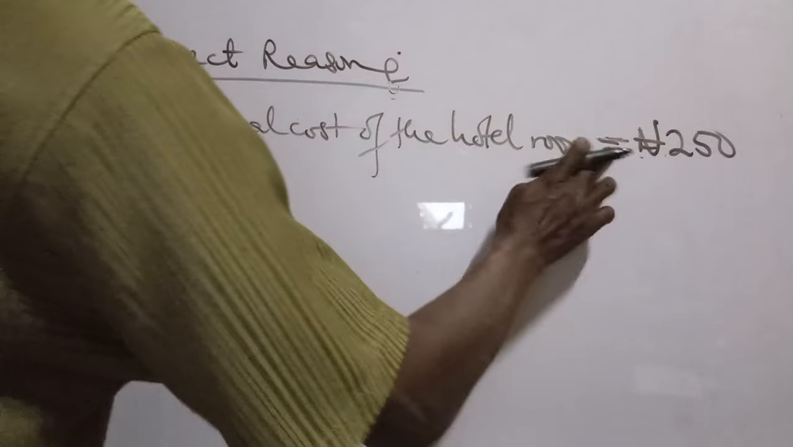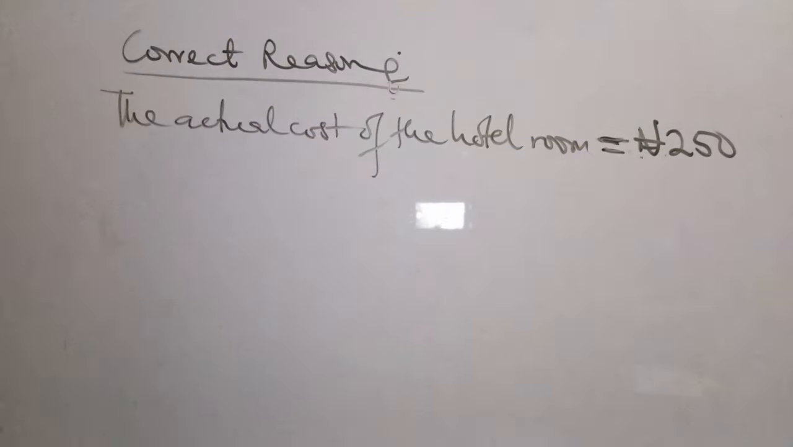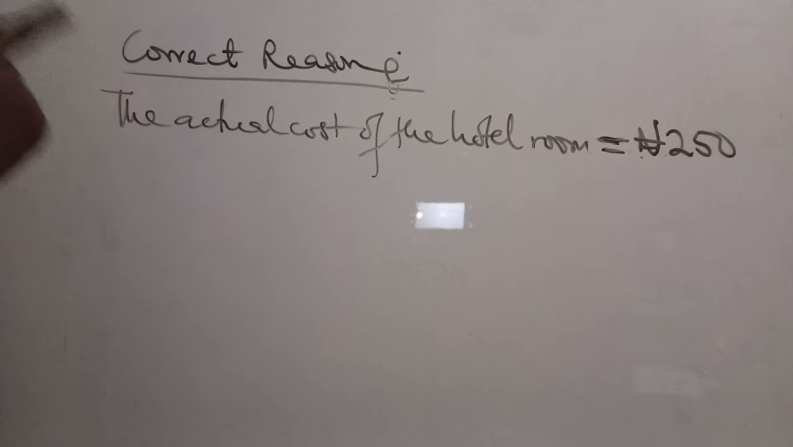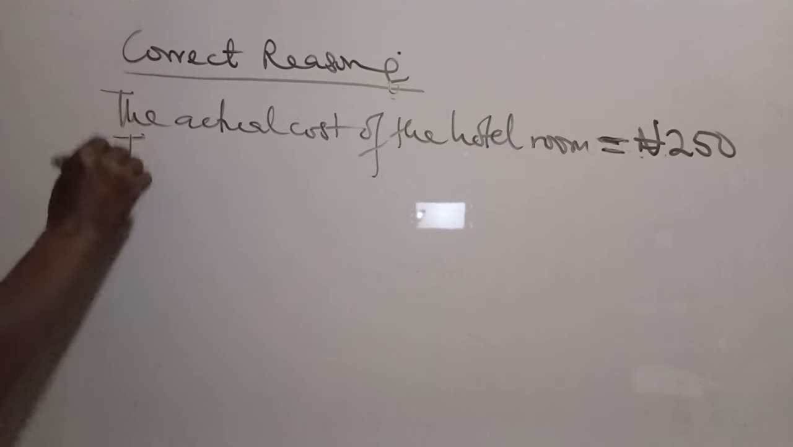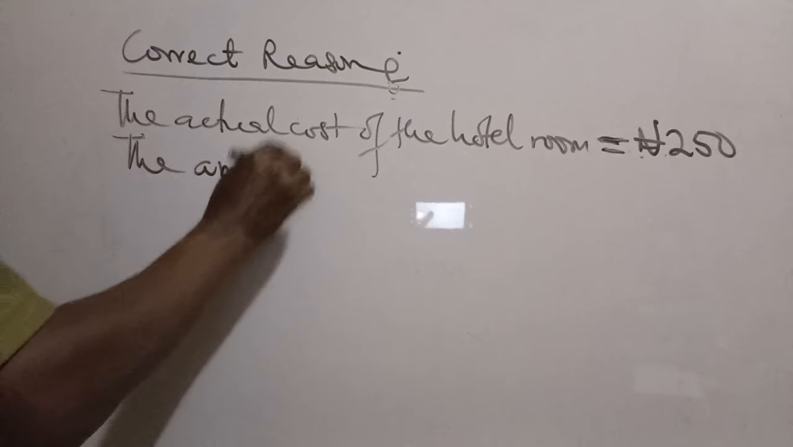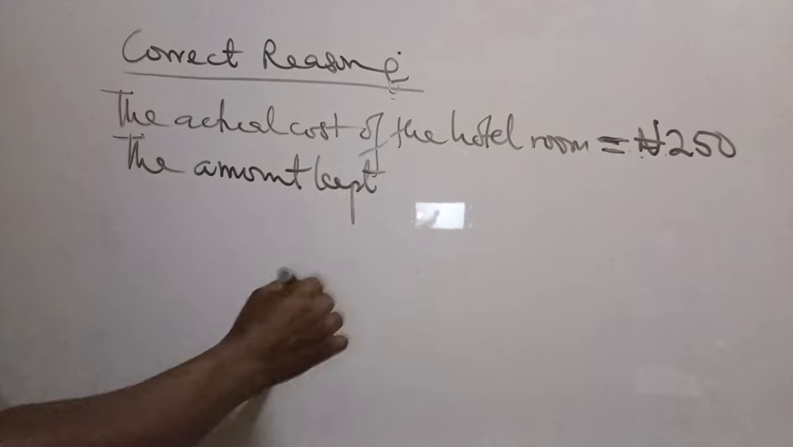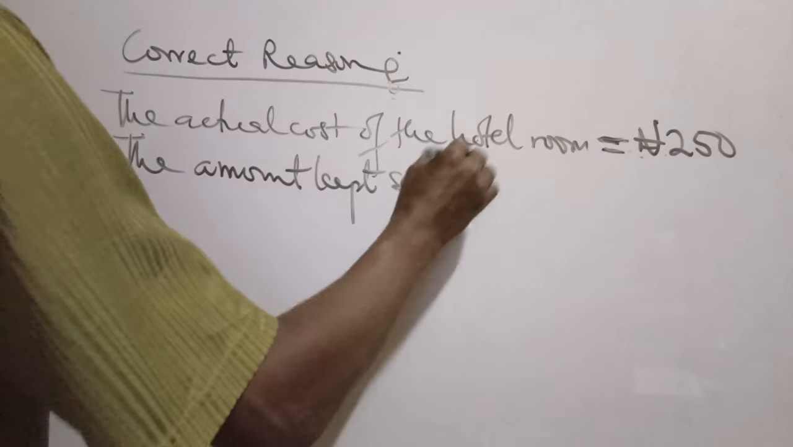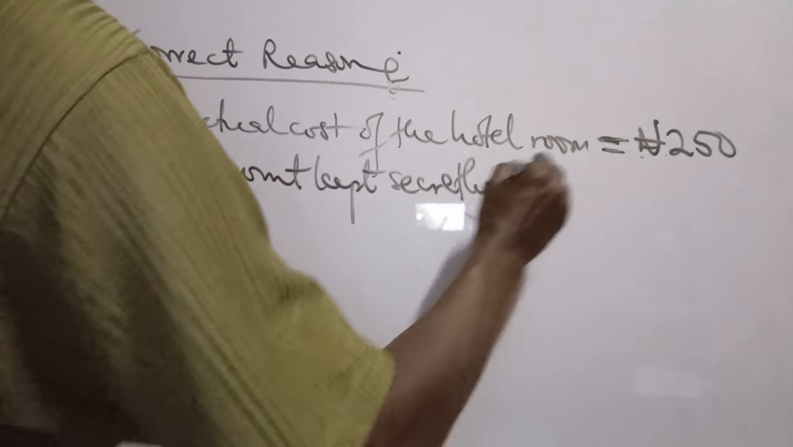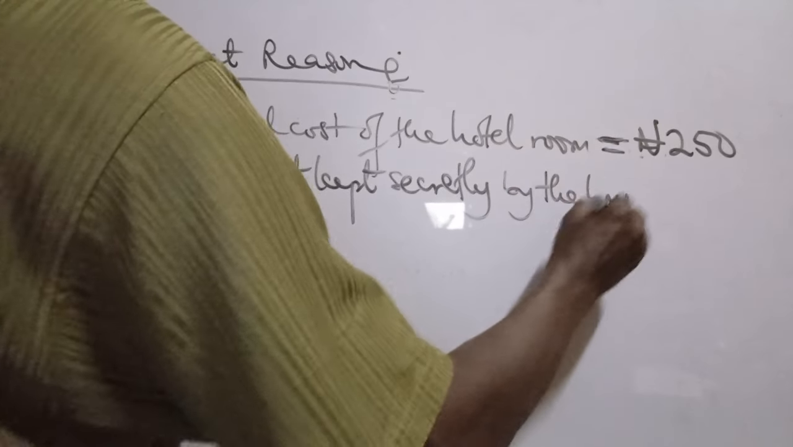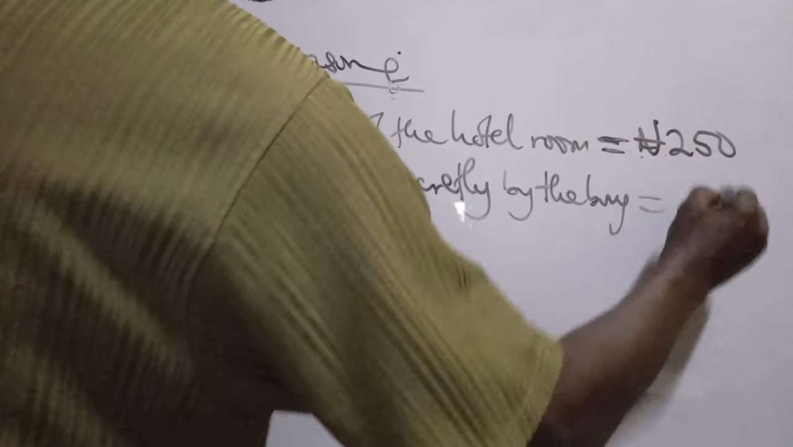And you know that we are told the boy collected a change of 50 naira to give to the friends. Fine. And from that change, he kept 20 naira. And that means he kept 20 naira and returned 30 naira to them. Beautiful. That means the amount kept secretly by the boy is equal to 20 naira.